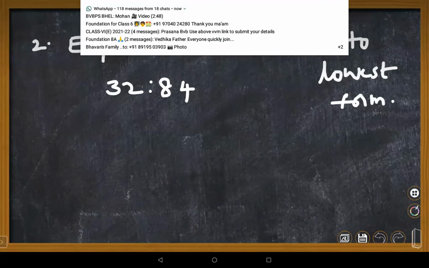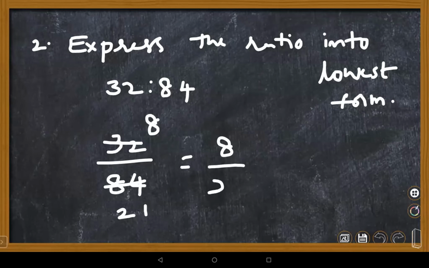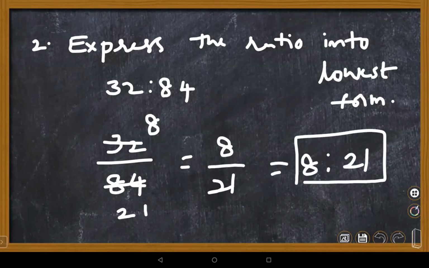Listen, children, please. 32 is to 84, we can divide. If you know tables, take the 4 table: 4 eights are 32, 4 twenty-ones are 84. So 8 by 21 is your answer. 8 by 21 will not go in any table, so we write it as 8 is to 21. Please don't unmute your mic, children. There is a lot of disturbance. Even I have a poor network today.